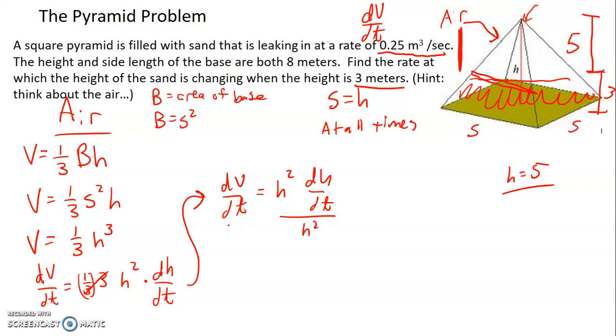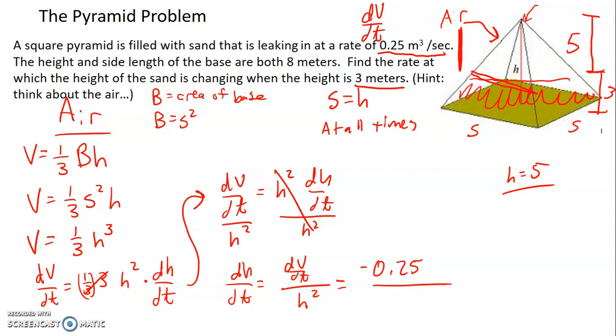So I'm going to divide both sides by H squared. So dH/dt is going to be dV/dt divided by H squared. dV/dt was given to us in the problem. Now, if we're talking about the air, it would have a negative volume rate, because the amount of air is leaving. So we'd have negative 0.25. H, we said, was 5, because the height of the pyramid of air is 5. So divided by 5 squared.